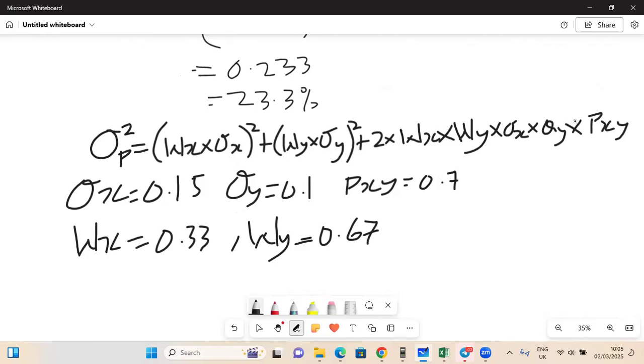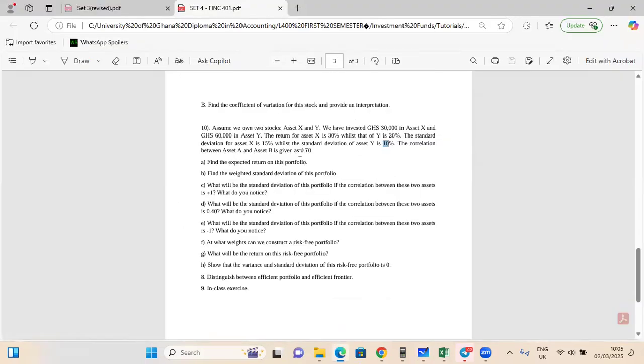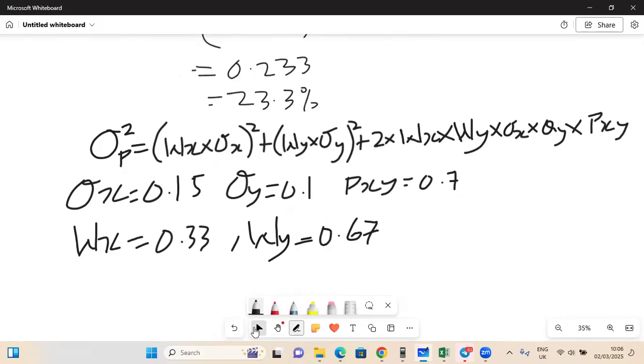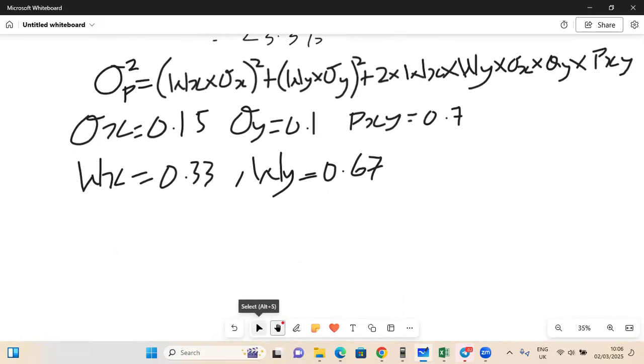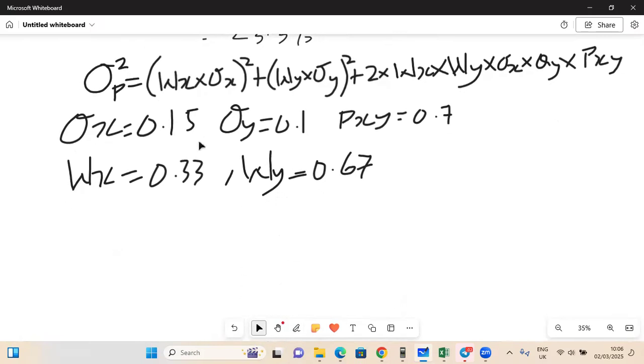Right. So this dxy correlation coefficient was also given to us as 0.7. That's it. The correlation between asset A and B has been given to us. So now let's roll. So we are just going to fix everything in here. So this is how it is going to look like.